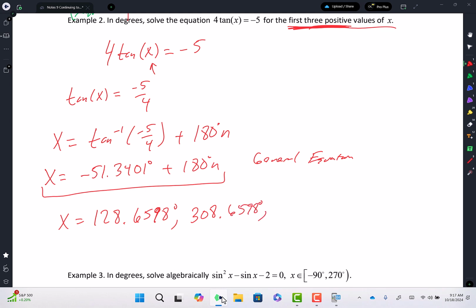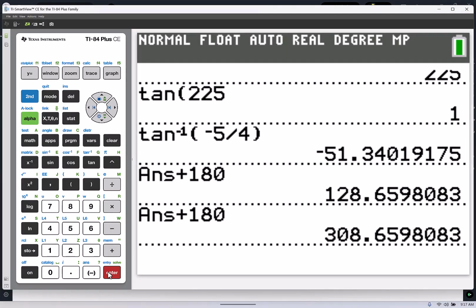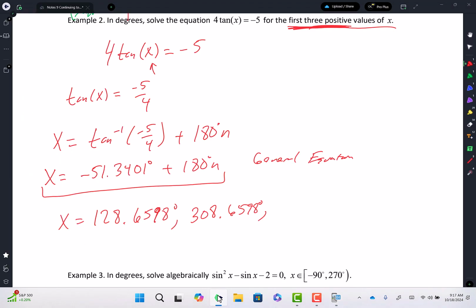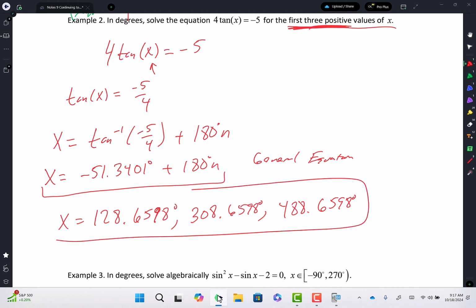308.6598 degrees. Close. I want one more. Just take your calculator and just push enter. Super speed. 488.6598. There it is. Done.